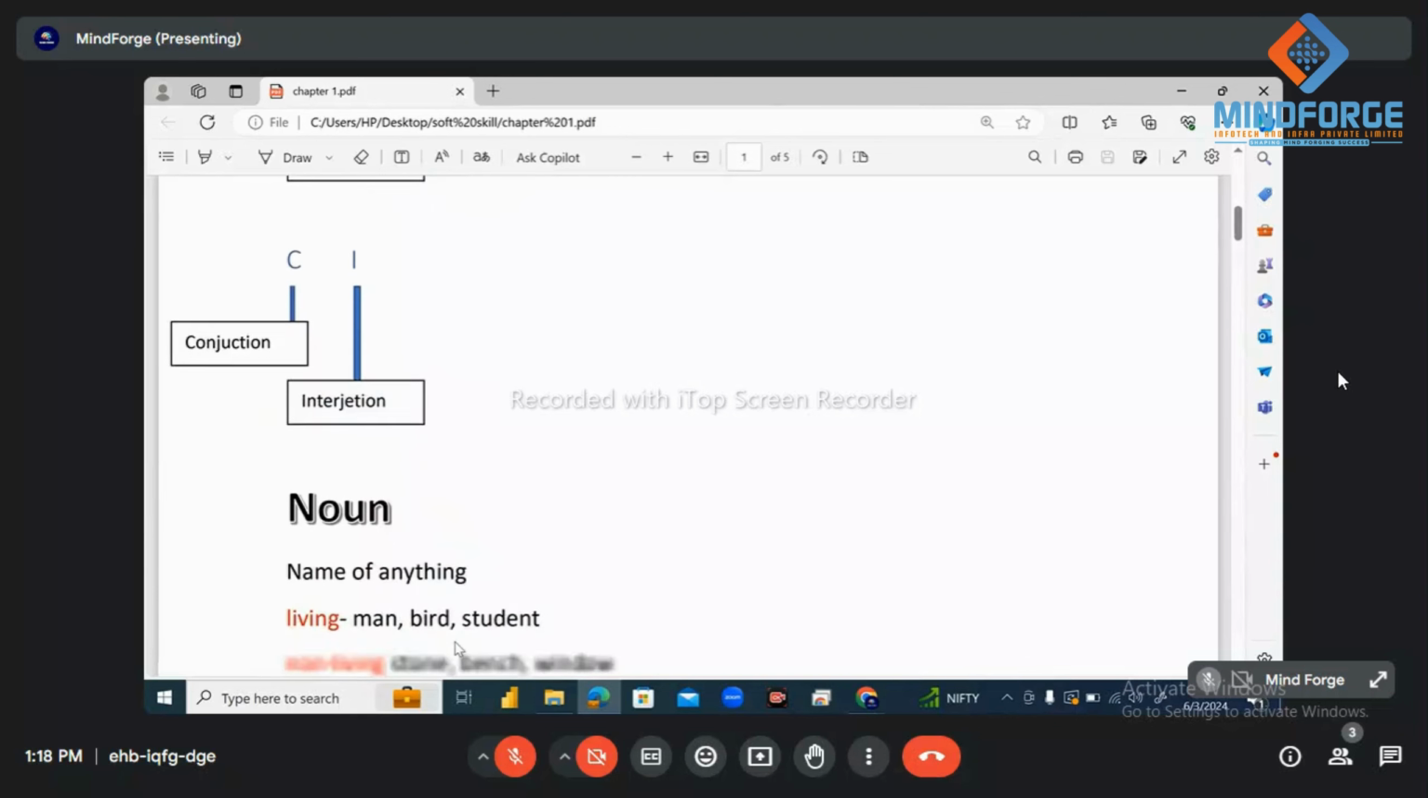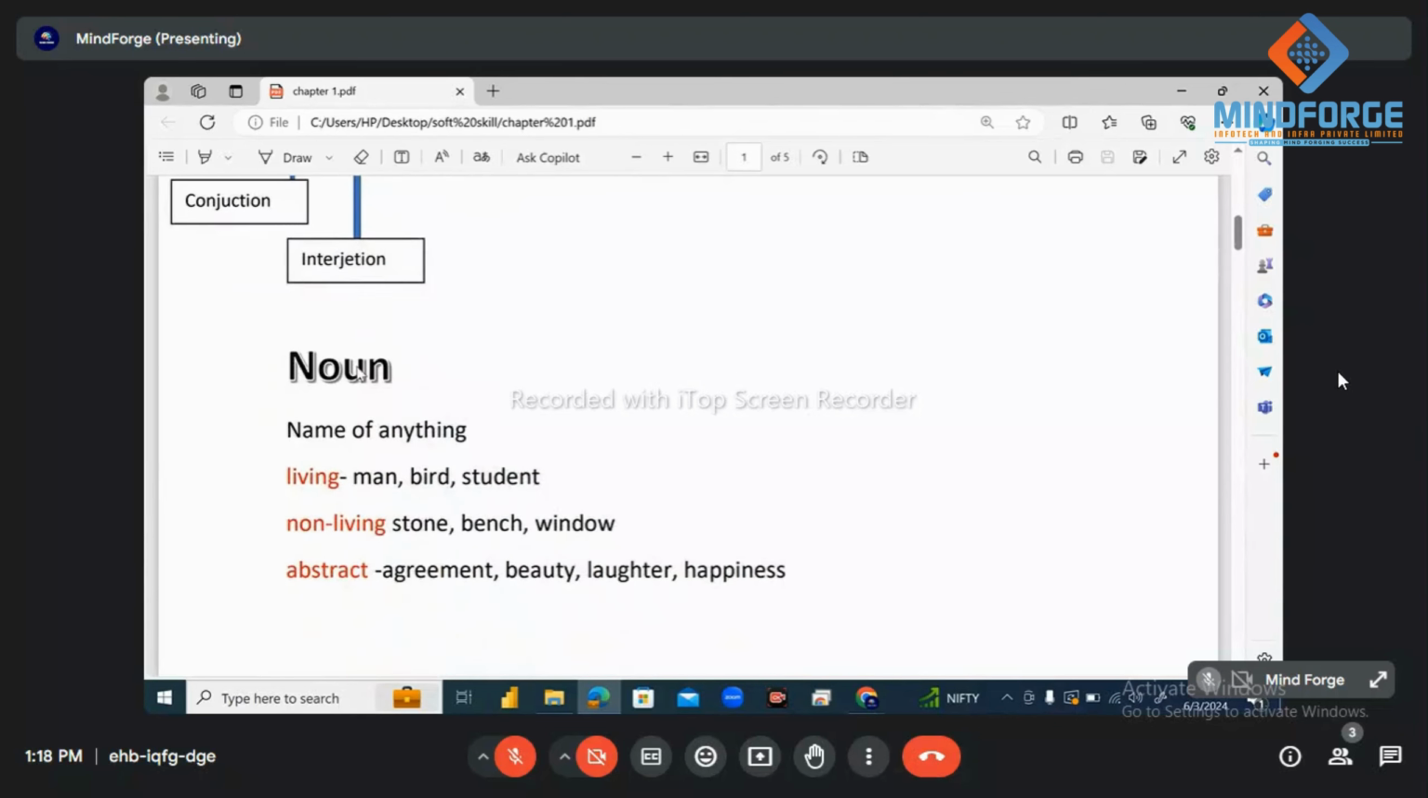See them now. Okay, so let's start with the noun. Okay guys, so noun means name of anything. As you can see, this is the name of anything. Noun can be a living thing, it can be a non-living thing, and it can be abstract as well. So first we'll discuss the living thing. Living noun means nouns like man, woman, bird, student, ladies, or anything that is living, we are going to call that a living noun.